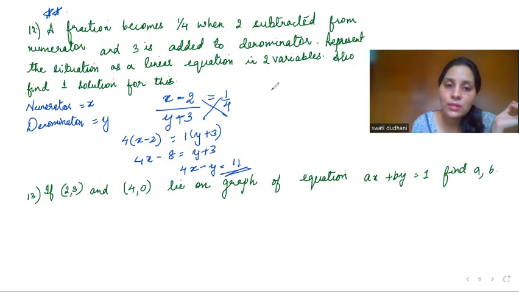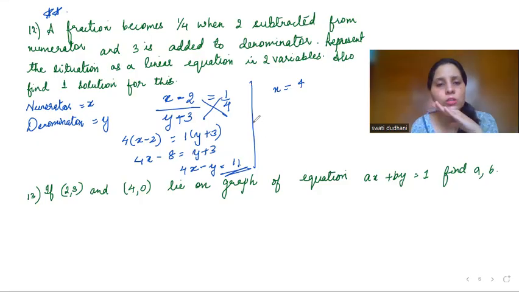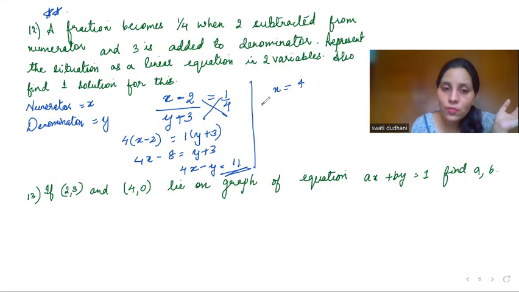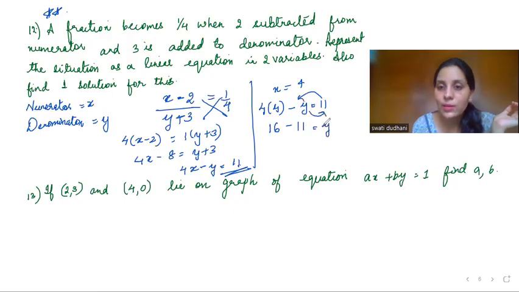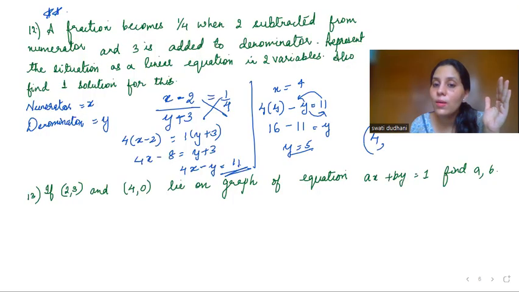So let me take a random value of x as 4. You can take 1, 2, 3, 4, anything. So 4 into 4 minus y equals 11. 16, and the 11 becomes minus 11. Minus y, taking that across becomes plus y, so y equals 5. That means if I take x as 4, my value of y will be 5. So this is one solution.